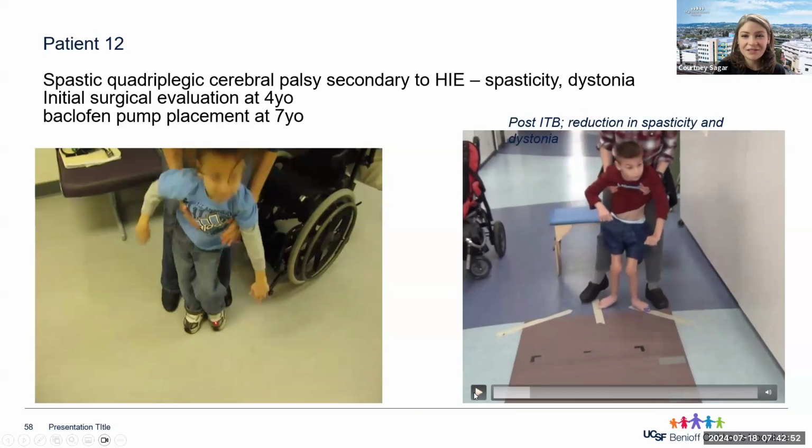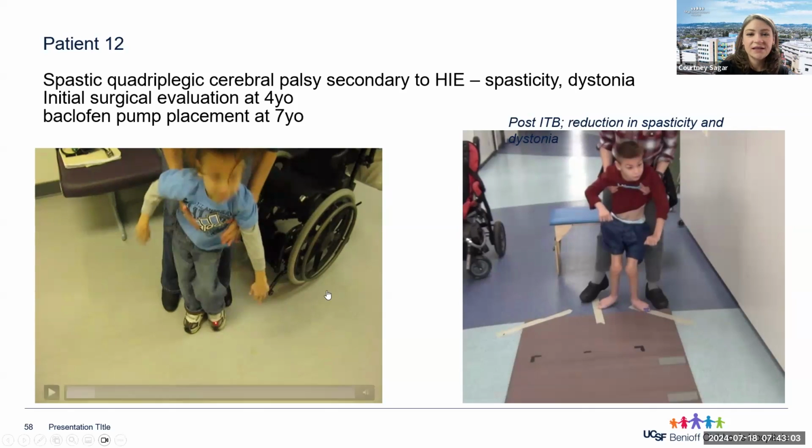And lastly, we have patient 12. His initial surgical evaluation was at age 4. He had a pump placement around age 7. He has a history of spastic quadriplegic CP secondary to HIE. His tone was mixed with both spasticity and dystonia, which is why a pump was favored. And you can see him on the left even struggling to stand, given the tone and posturing, limiting his intentional movements.